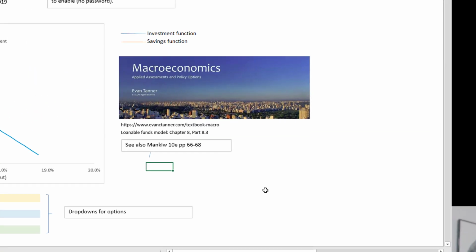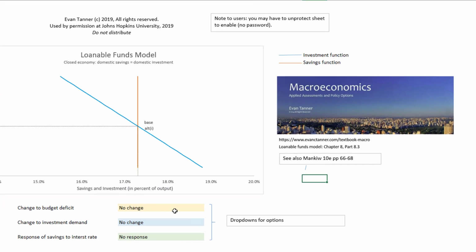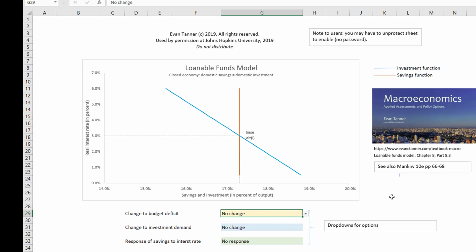Now, you've gotten plenty of background on the loanable funds. You can go to my textbook, for example, and look at Chapter 8, Part 8.3. Chapter 8 is all about investment, and in 8.3 we bring everything together in terms of the loanable funds. Or you get a perfectly good treatment in the 10th edition of Mankiw, pages 66 to 68. I'm indifferent between the treatments. They're both good.